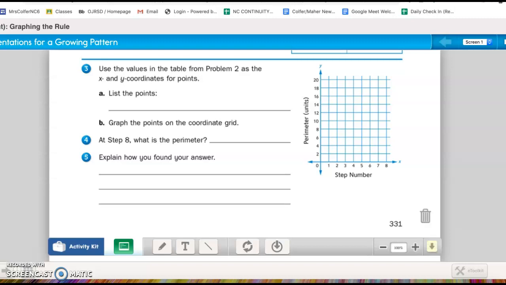So if we had a step 8 somewhere in that table, which we don't, but we could definitely use the graph that we've created to make an educated guess about what the perimeter would be for step 8. We also have that formula to back us up, so we could figure it out that way as well. So now would be a great time to pause the video, see what you could do at the bottom of that page, and then I'll be back to share the correct response with you.